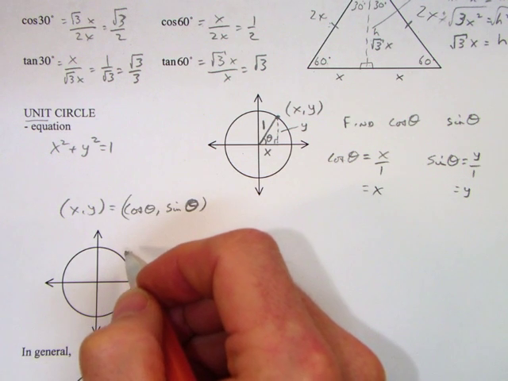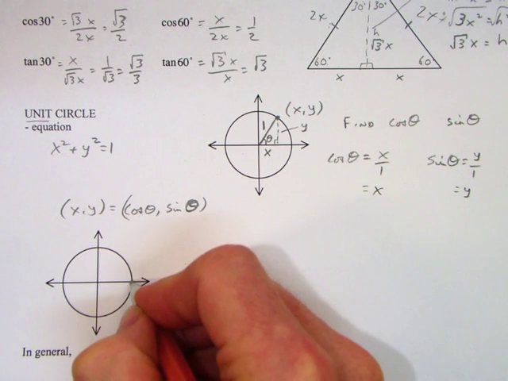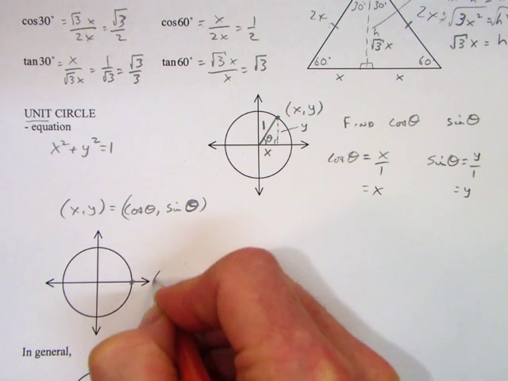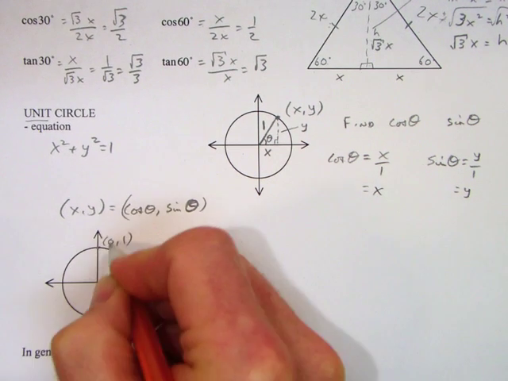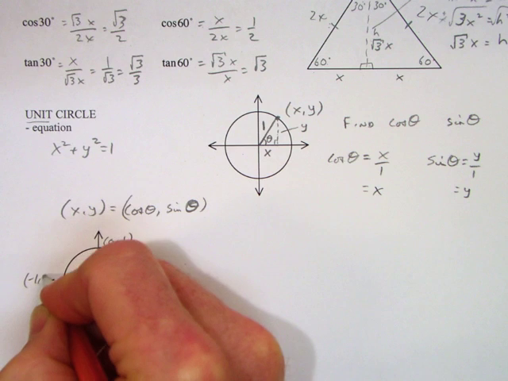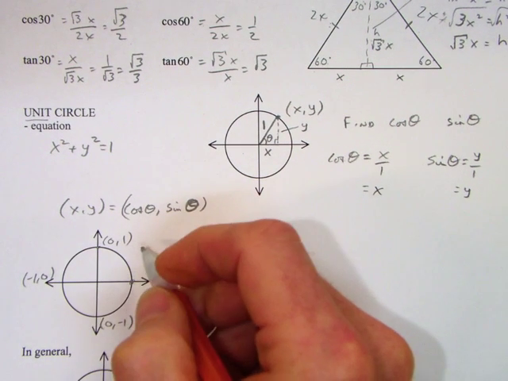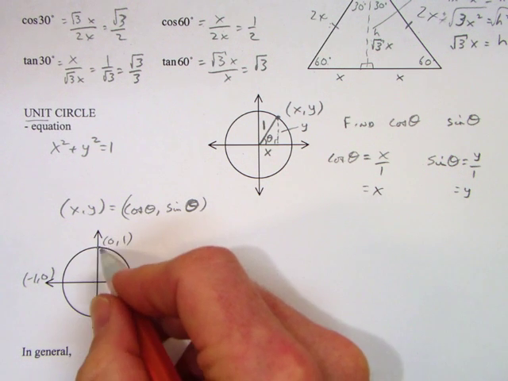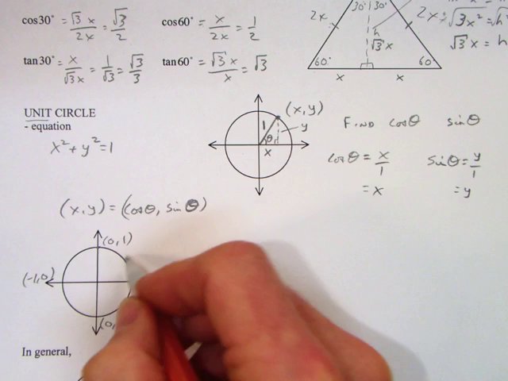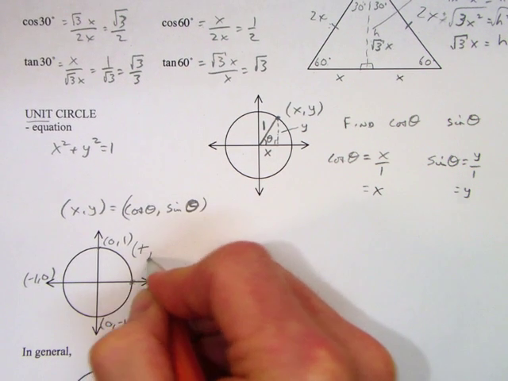If I ask you, what are the coordinates of some points here? Let's label some. First of all, this is a unit circle, so this will be 1, 0, and up here will be 0, 1, and then -1, 0, and 0, -1. What can you say about all cosine values in the first quadrant? Well, cosine is x. They are all positive.